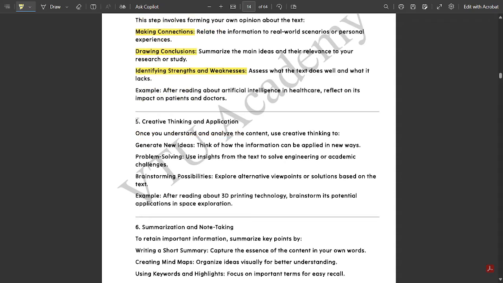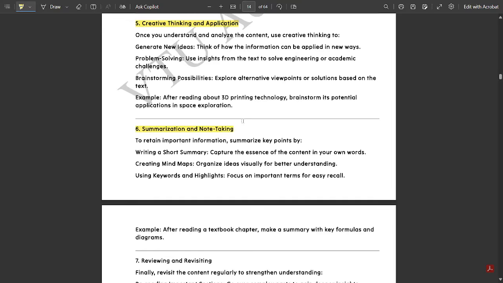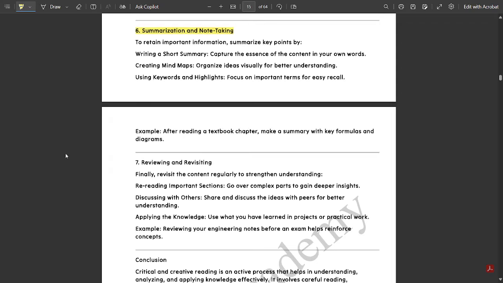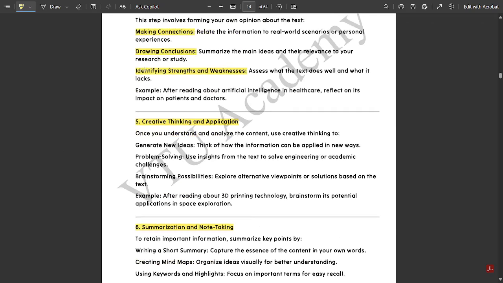Go through it. Next, we have creative thinking and application, summarization and note taking, and reviewing and revisiting. These points are very important. Just read it and go through it.